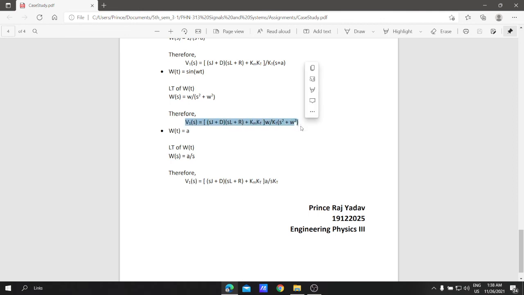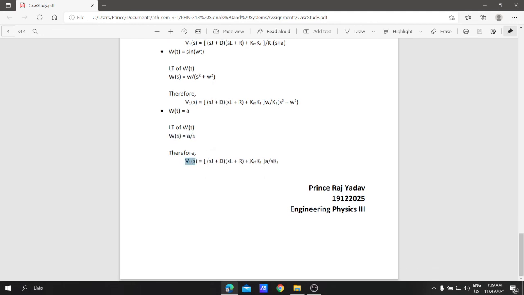At last I have taken a constant shaft speed, and the Laplace transform of this constant will be A by s. Again, by using the transfer function we get the required voltage, which looks like this.